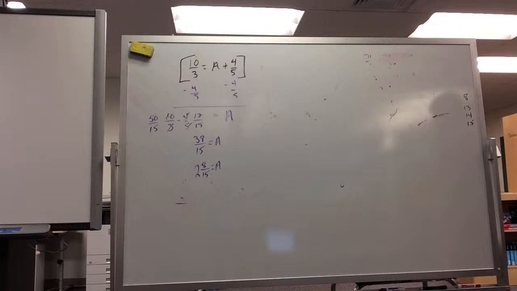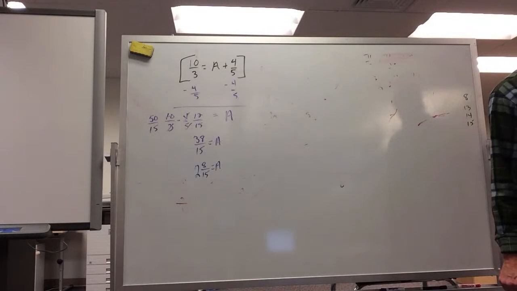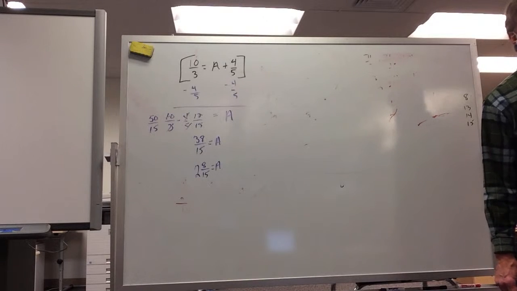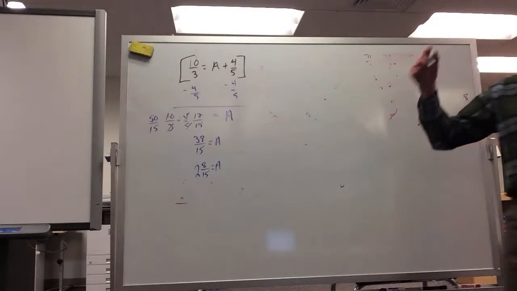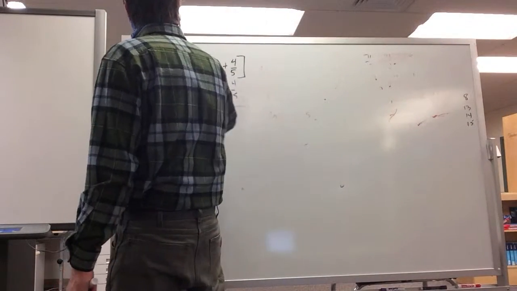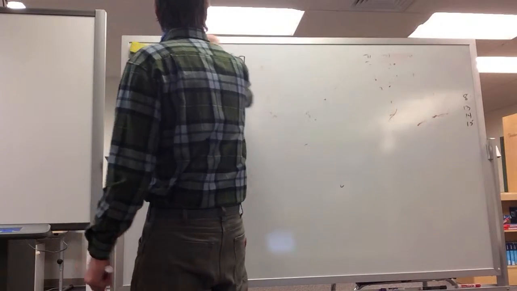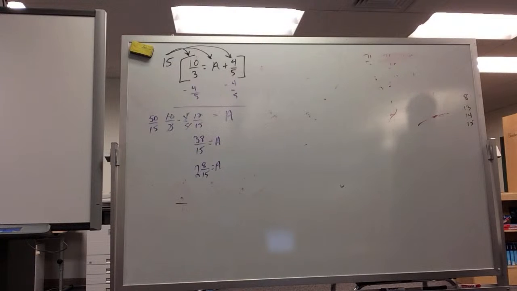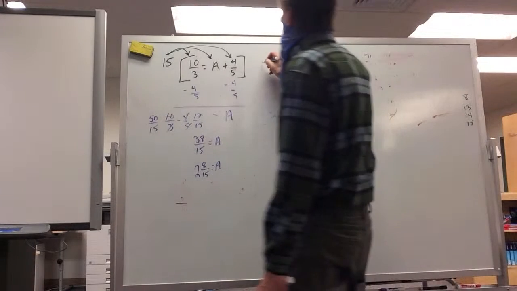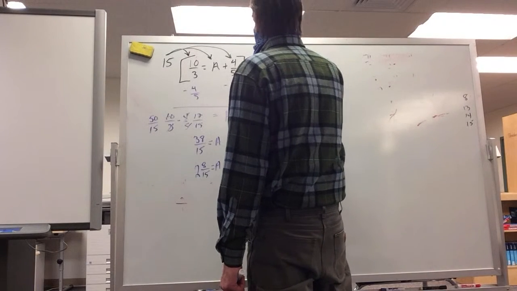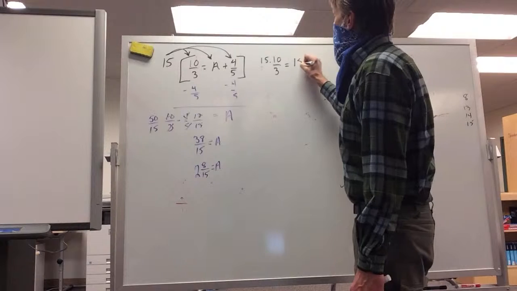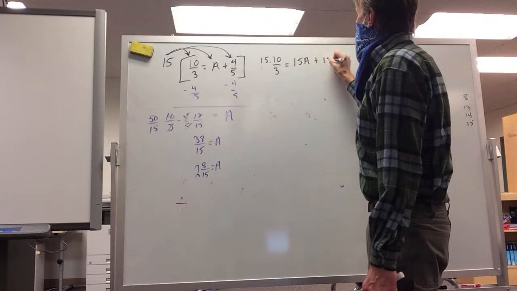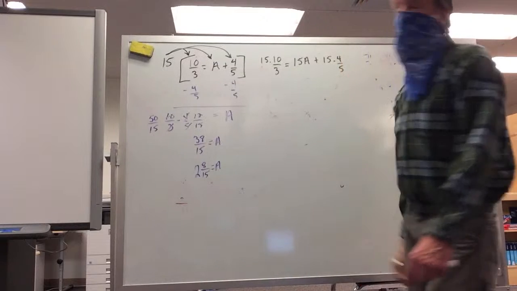And 3 and 5 has a least common multiple of 15. If you count by 3s, 3, 6, 9, 12, 15. And you count by 5s, 5, 10, 15. 15 is the first number you come to in common, so that's the least common multiple. And then what you do is you multiply every value in there times 15. So you take 15 times 10/3, and you take 15 times a, and you take 15 times 4/5.